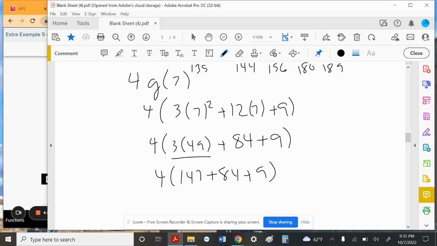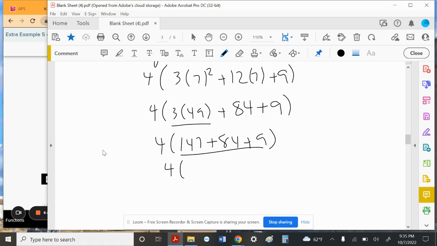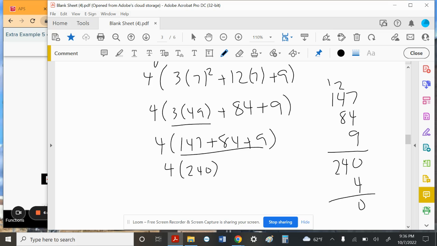Notice we're doing order of operations. Doing parentheses first. I'm still going to add these up. So 147 plus 84 plus 9. 7 plus 4 is 11. 20. 6 plus 8 is 14. 240 times 4. 0. 4 times 4 is 16. 2 times 4 is 8. 9. 960. So I should get 960 for that last one.